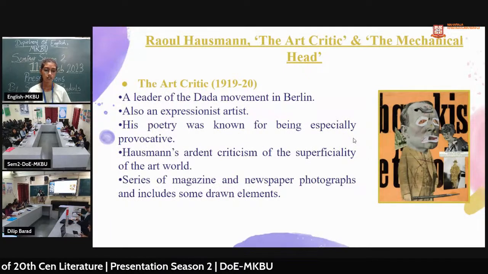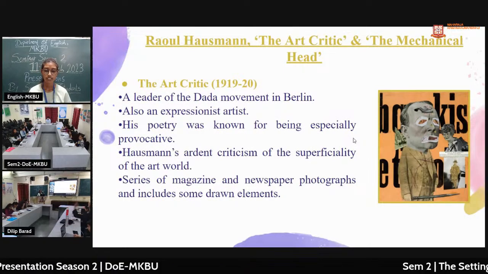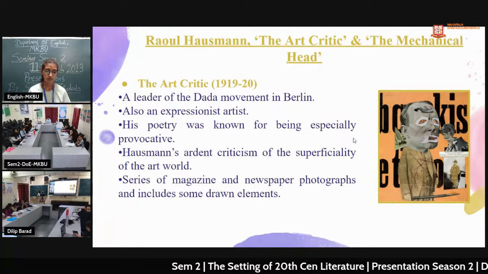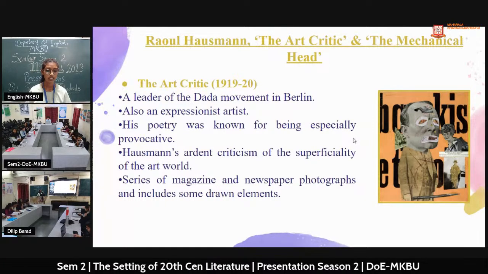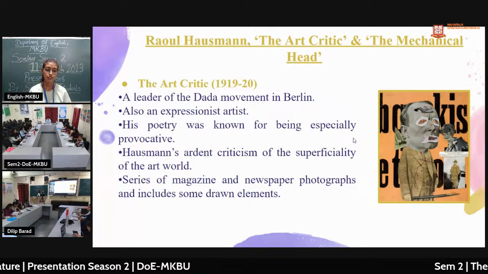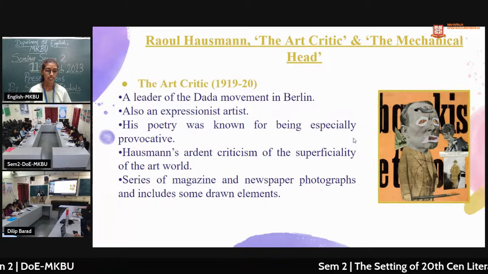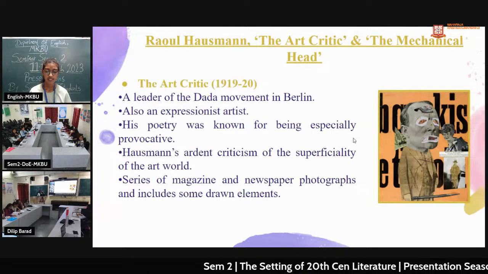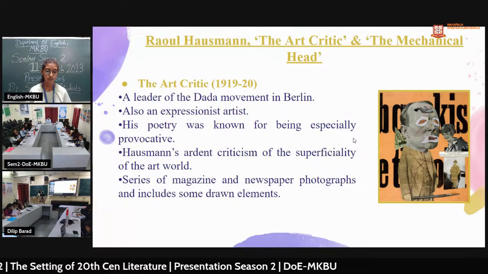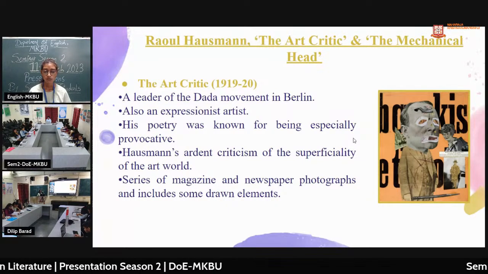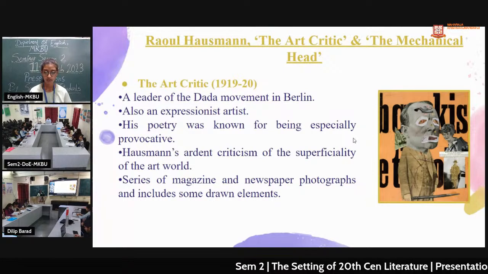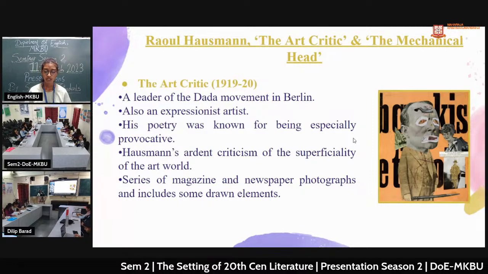Second is Raoul Hausmann and his famous works. The first is The Art Critic. Hausmann, a leader of the Dada movement in Berlin, was also an expressionist artist. His poetry was known for being especially provocative. Hausmann's work is an ardent criticism of the superficiality of the art world, using a series of magazine and newspaper photographs, including some drawn elements. We can see that in this picture.